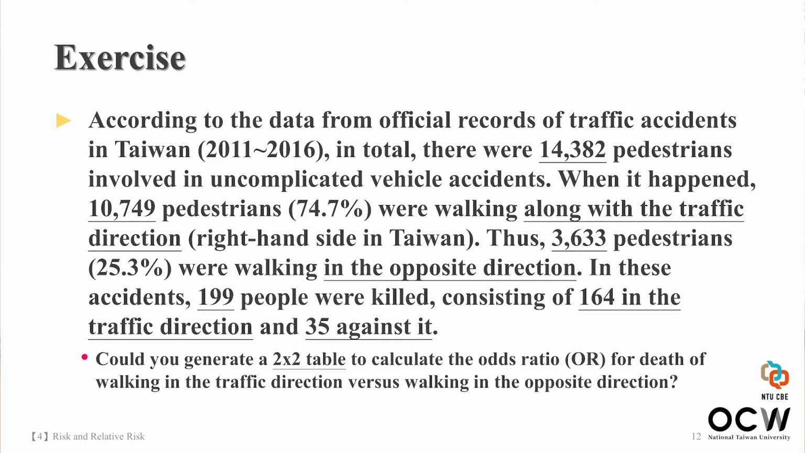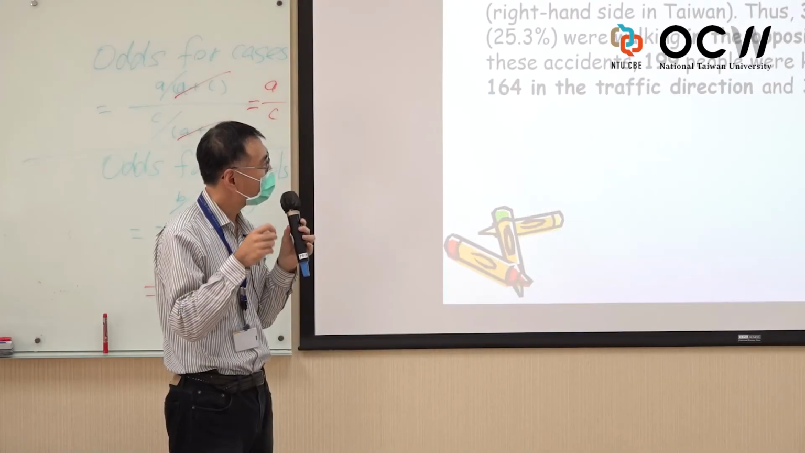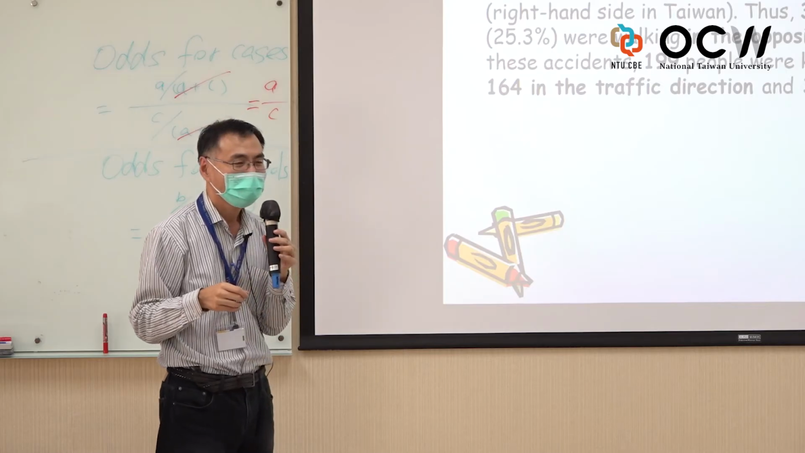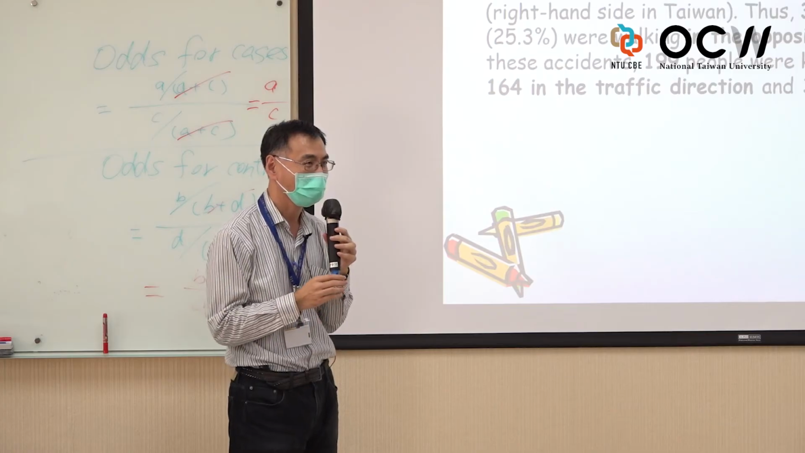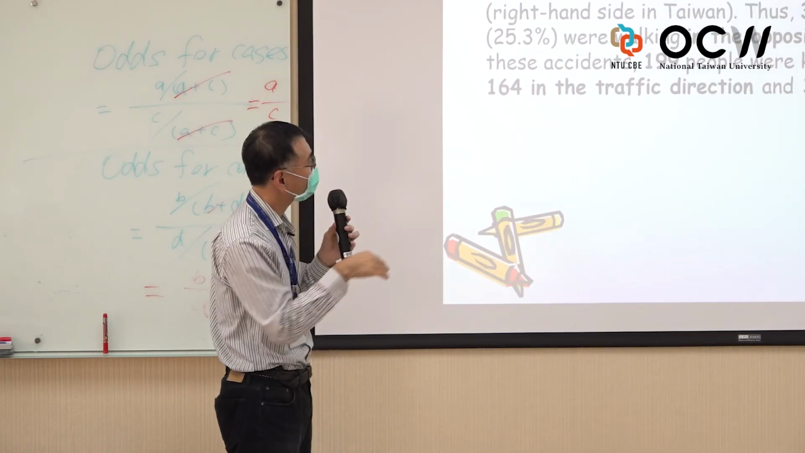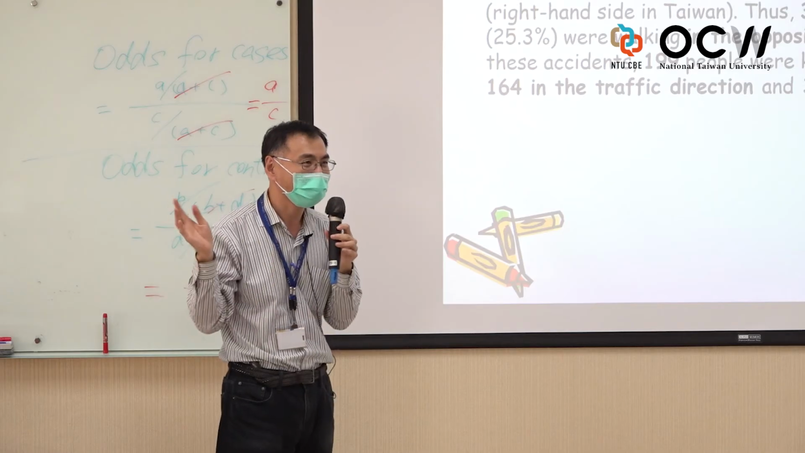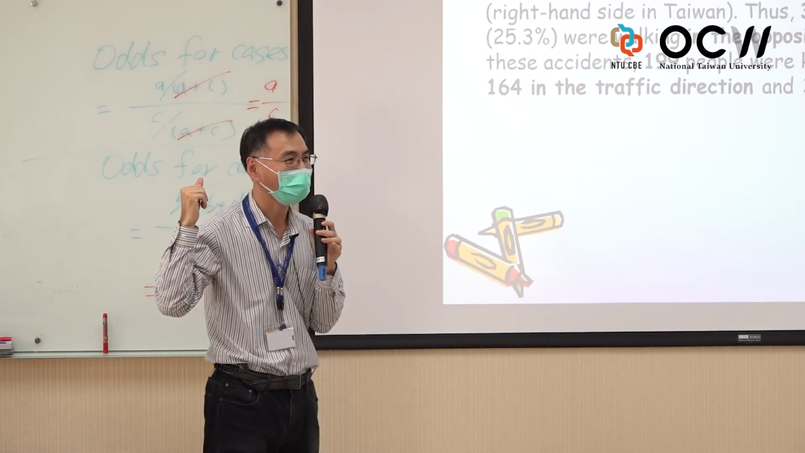And along with the traffic direction. Okay, thus 3,663 pedestrians, or 25.3%, were walking in the opposite direction against the direction of traffic. Okay, but what's the point of paying attention to this kind of thing? Because if you are walking against the traffic, you can try to escape at the last moment when the car or motorcycle is coming to you, right? But if you walk along with the direction, you have no idea what's happening behind you, right?